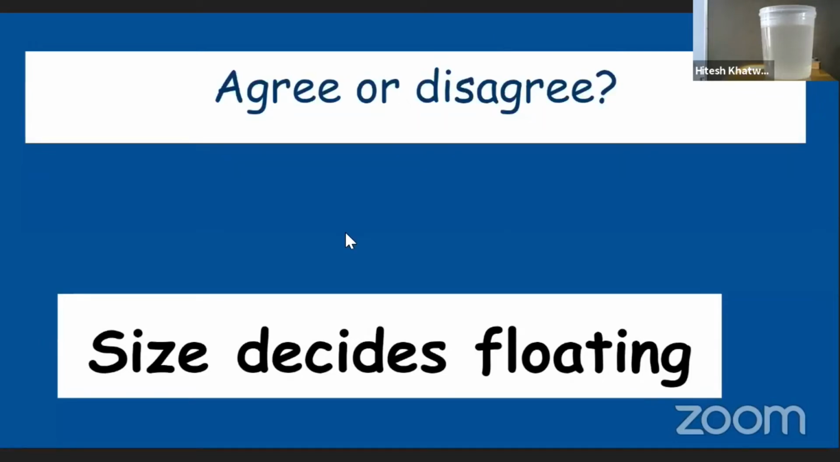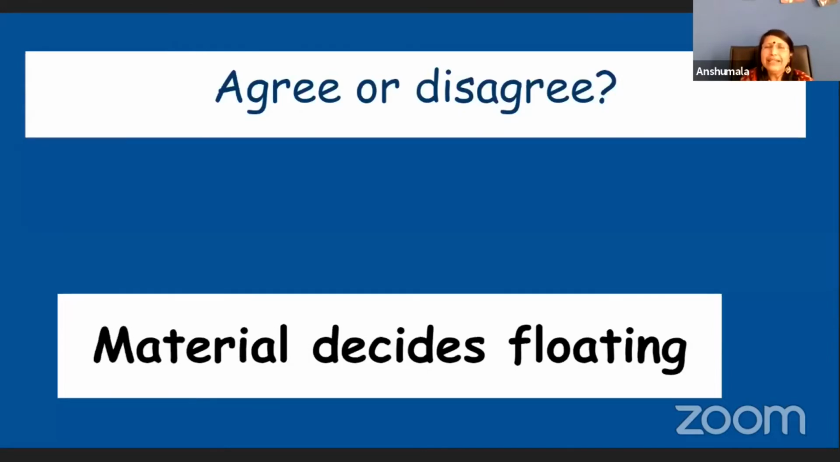What about size? Does size decide floating? I mean, as in smaller objects floating and bigger objects sinking. Does size decide floating? Okay, many people are saying no. We did not see any difference with size. So how about material? Does material decide floating? So people are saying yes, material is deciding floating. So now we'll show you.